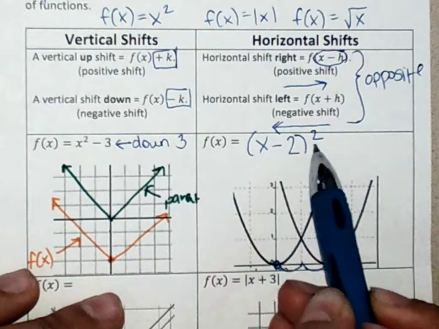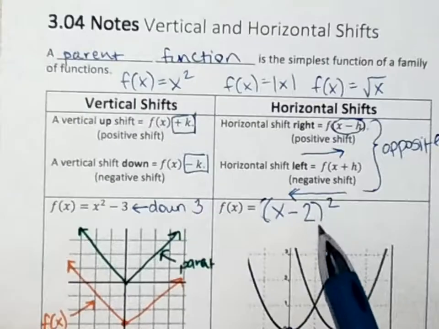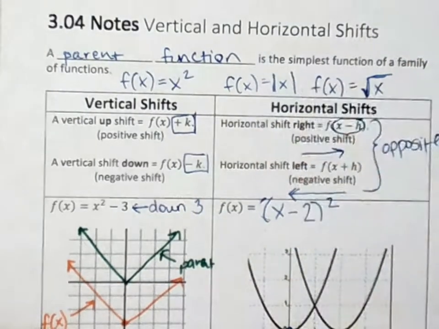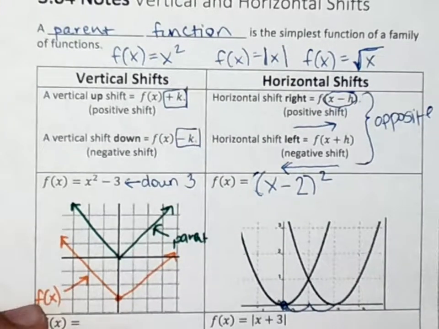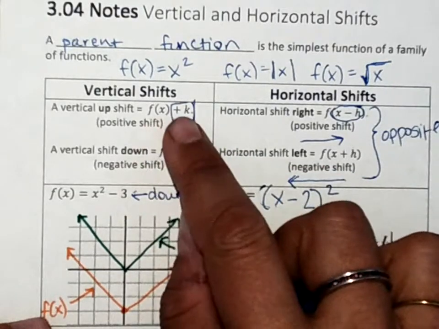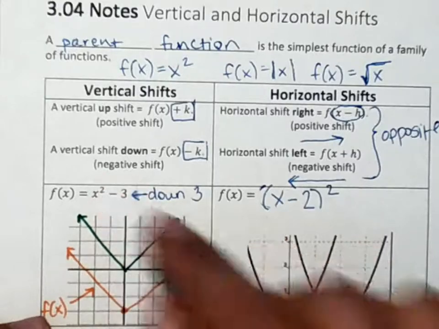So a horizontal shift is always going to be inside of the parentheses or inside of the square root or inside of the absolute value signs. That's how you know it is a horizontal shift. If it is outside of the parentheses like we see here, or here where there are no parentheses, we know that it's a vertical shift.